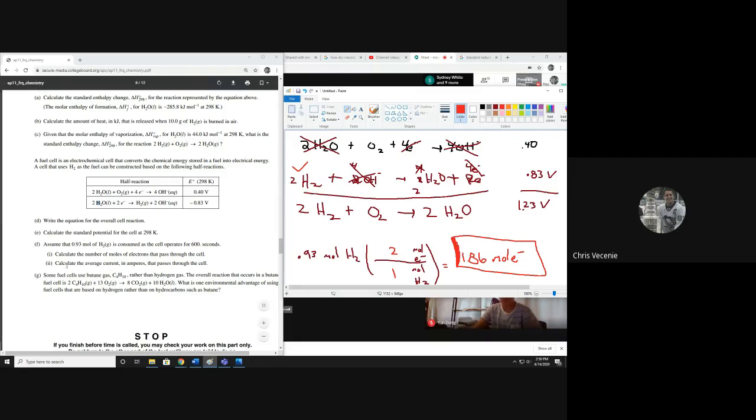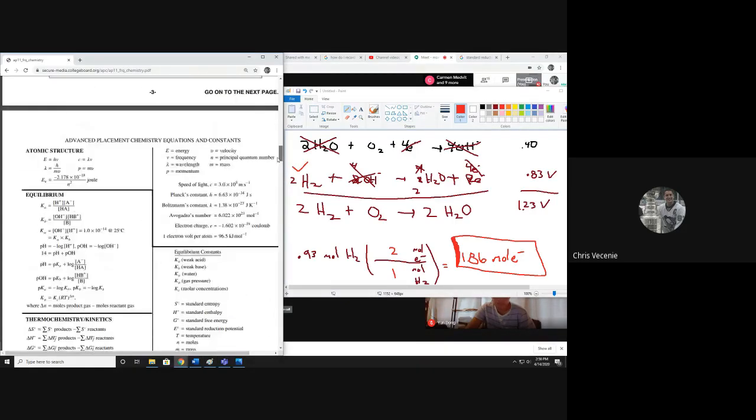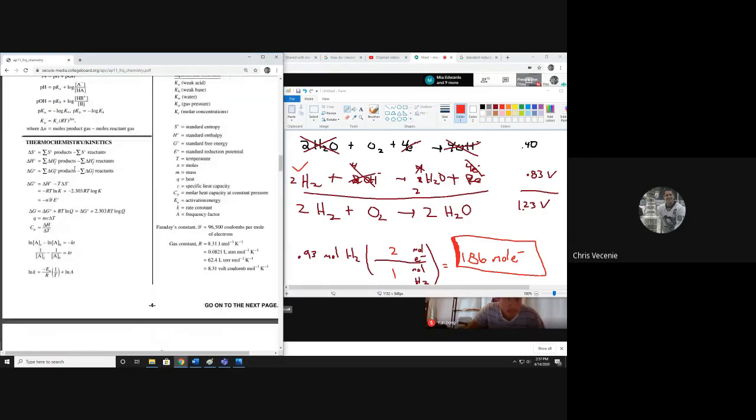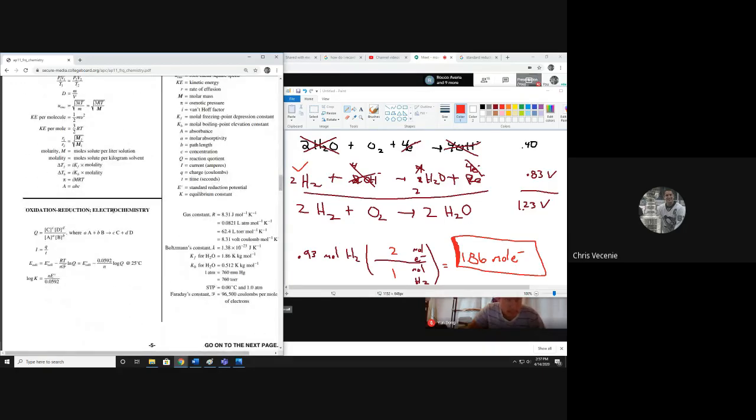All right, so the next one says calculate the current. And we didn't do many like that. I either gave you the current and you got the mass, or you were getting a mass and using the current. So if you were to see that on the AP test, what I would say is jump to the equation sheet. If I'm trying to find something and I'm not sure how to get it, see if there's something on the equation page that can help me. So I start scanning through and try to find stuff about electricity. Here's a section on oxidation reduction and electrochemistry.